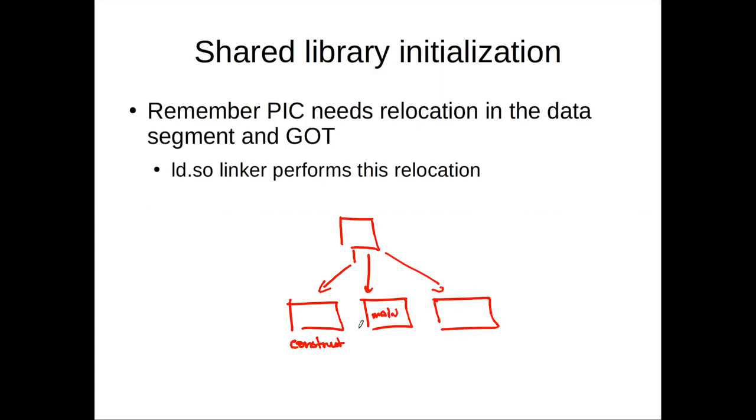I was kind of glancing over it, but what do we need to do, right? Well, position independent code needs relocation in the data segment, right? So essentially what happens is that you patch the GOT, right? So the linker does this GOT patching.